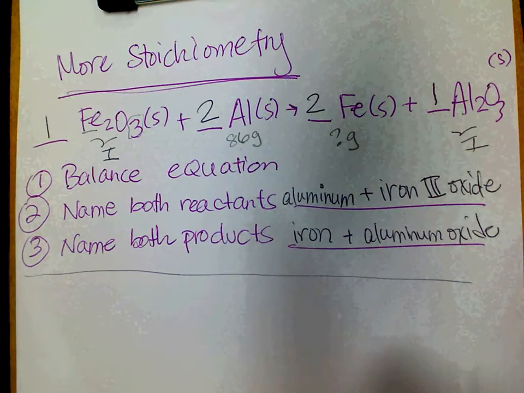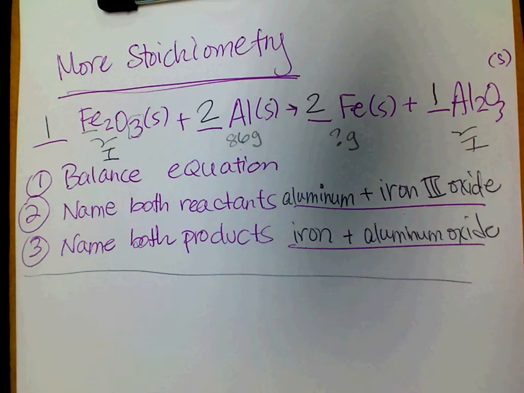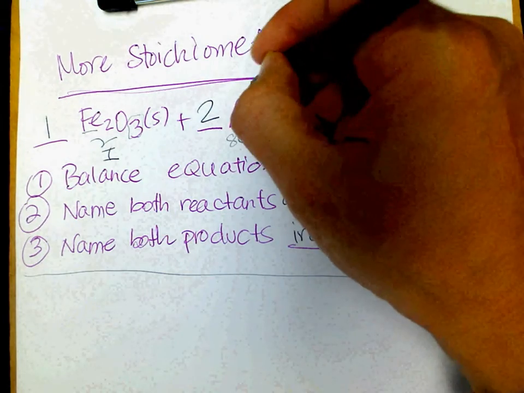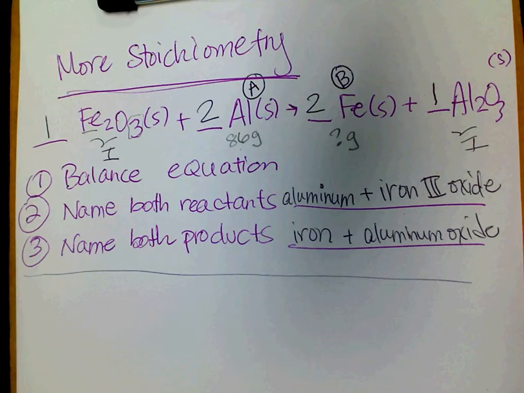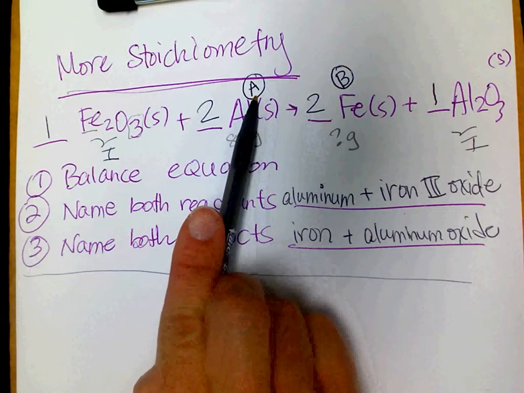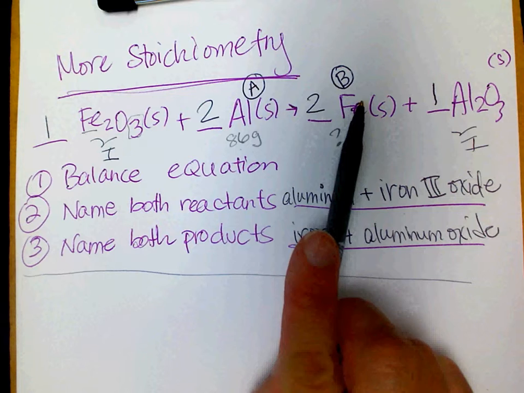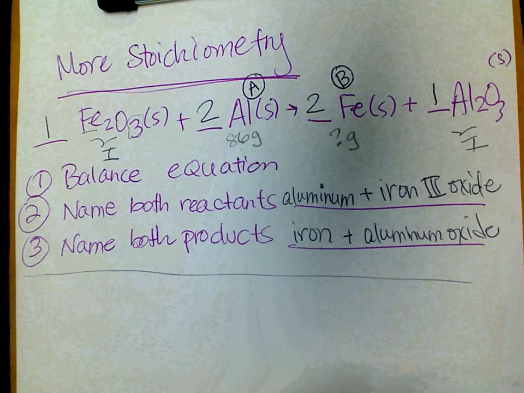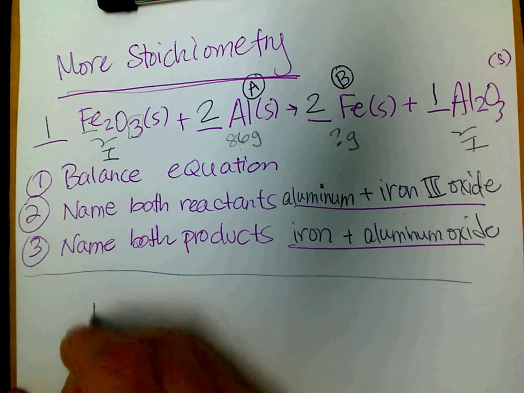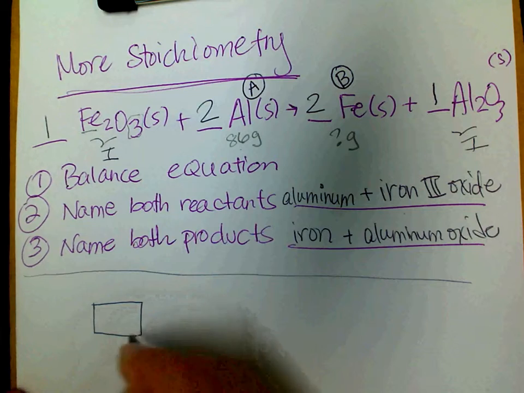I'm going to call this substance A, and I'm going to call this substance B, because I want you to just understand that there's an A substance that you're given and a B substance that's something you're looking for, right? Okay? So now, let's say that I've got, this is going to be wide.